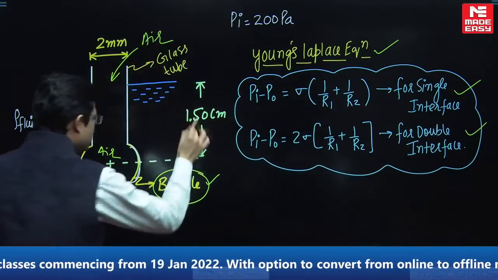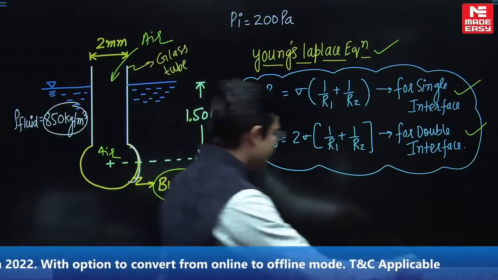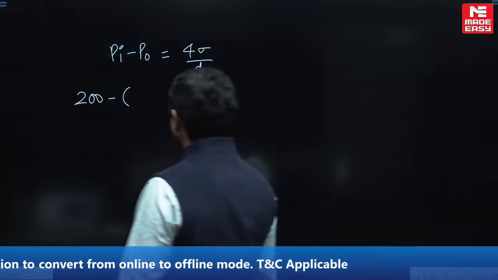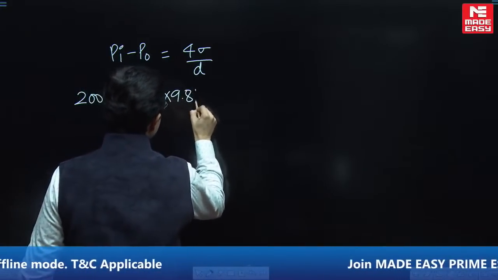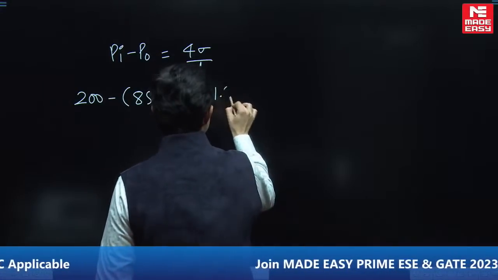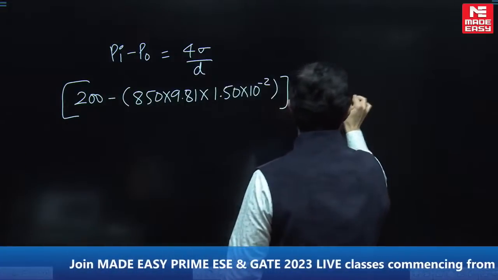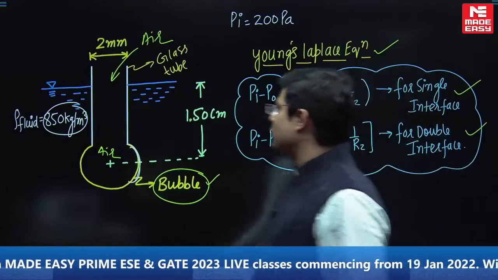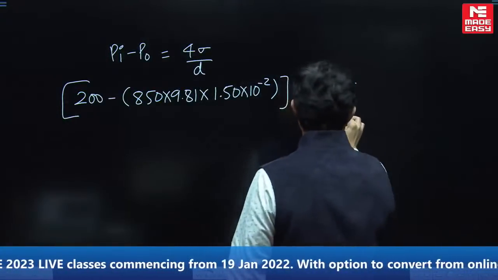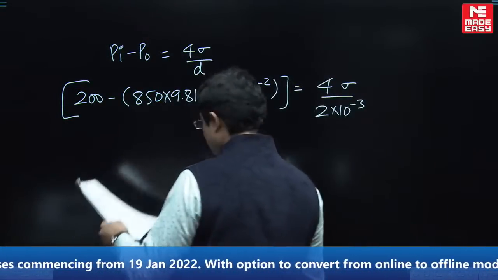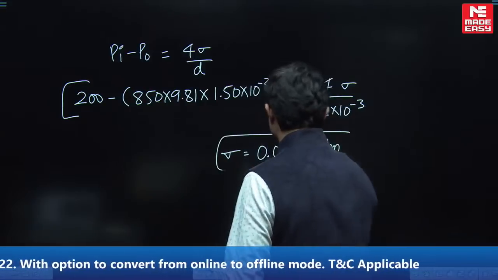Outside pressure will be due to the fluid which is outside it, which is rho g h. So rho is given as 850, into 9.81, into height, which is 1.50 centimeter, that is 1.50 into 10 to the power minus 2. Excellent. So Pi minus Po is equal to 4 sigma divided by diameter. We have to assume here that the diameter of the bubble is equal to the diameter of the tube, that is 2 mm, so that is 2 into 10 to the power minus 3. From here we can calculate the value of sigma and that will come out to be 0.0374 Newton per meter, and that's your answer.